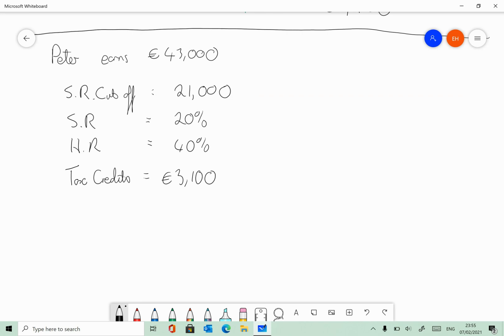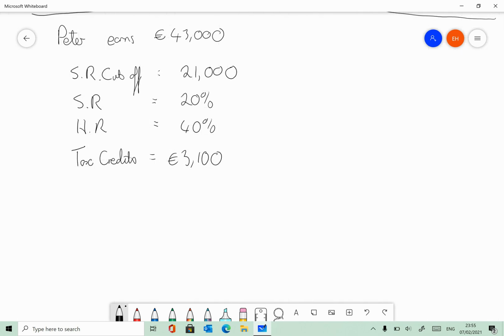Okay, so let's go through it. So this time there won't be any pictures, there won't be any colors, it'll just be straightforward. Let's answer the question. Rightio, 43,000, so it's 21,000. So all of that standard rate cutoff, all that 21,000, every single cent into that is going to be multiplied by 20%. Every single cent above it, so that's 43,000 minus 21,000, is going to be multiplied by 40%.